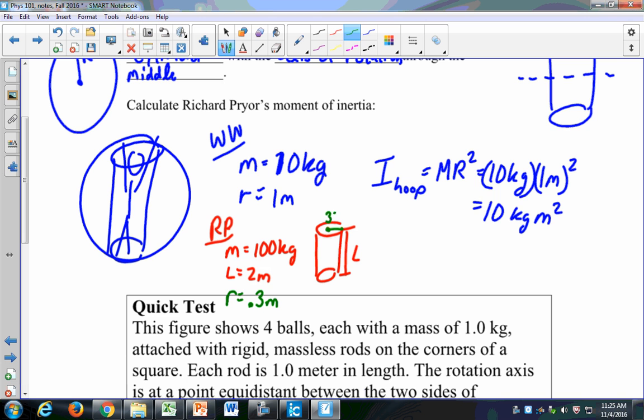That's 30 centimeters. So now take a moment, look back at your table, and calculate what is the moment of inertia of Richard Pryor, treating him like a cylinder that rotates about an axis like this, like a flip.